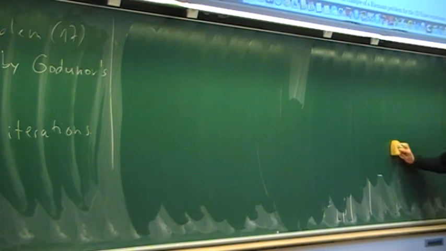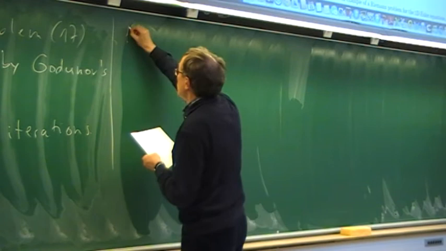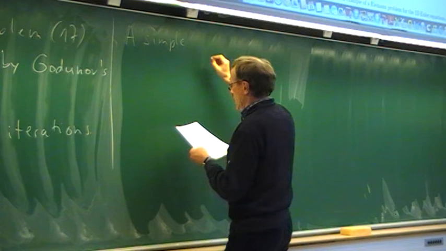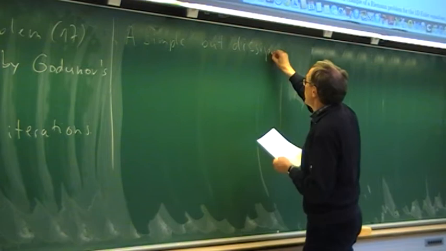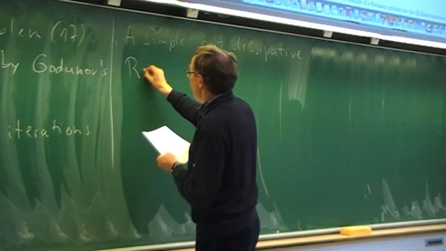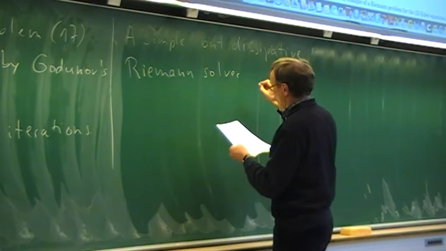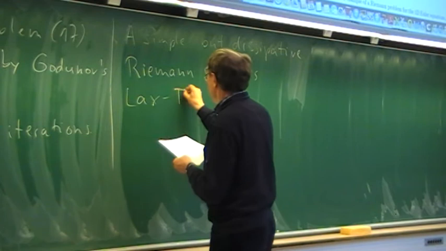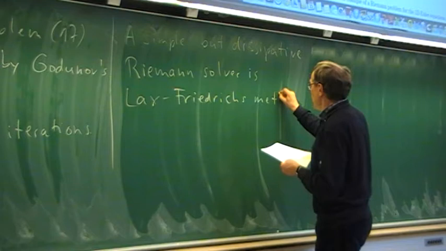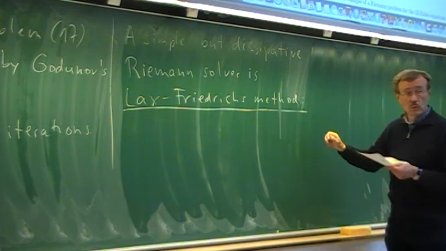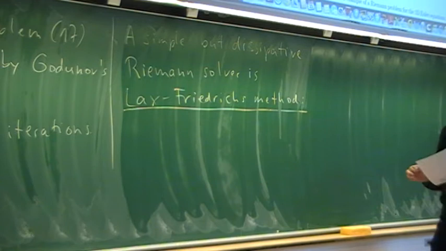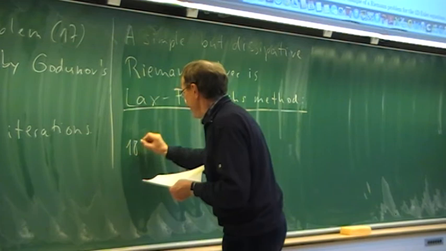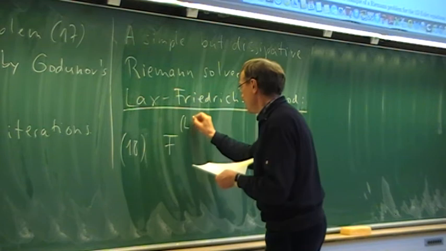The simplest approach that you can think of is the Lax-Friedrichs method. I call that simple but dissipative, so that it has a lot of numerical dissipation. In that case, we compute the numerical flux in the following way. Remember, we still want to know the flux at the face x_{j+1/2}. I call it here LF, referring to Lax-Friedrichs, at the face j plus 1/2.